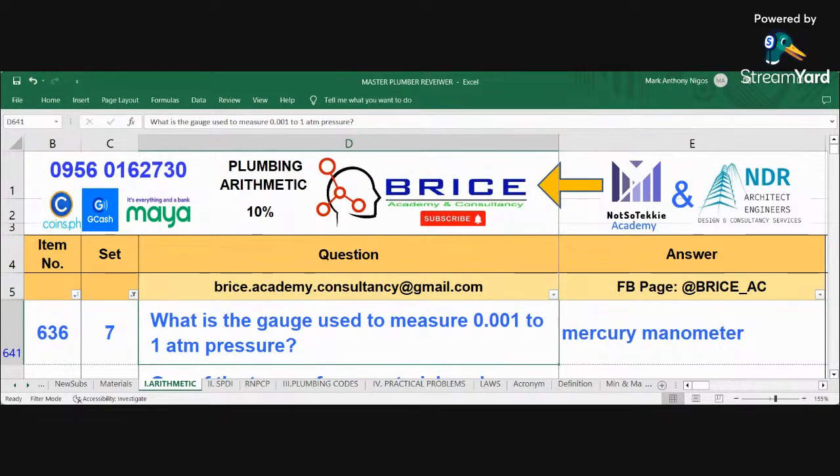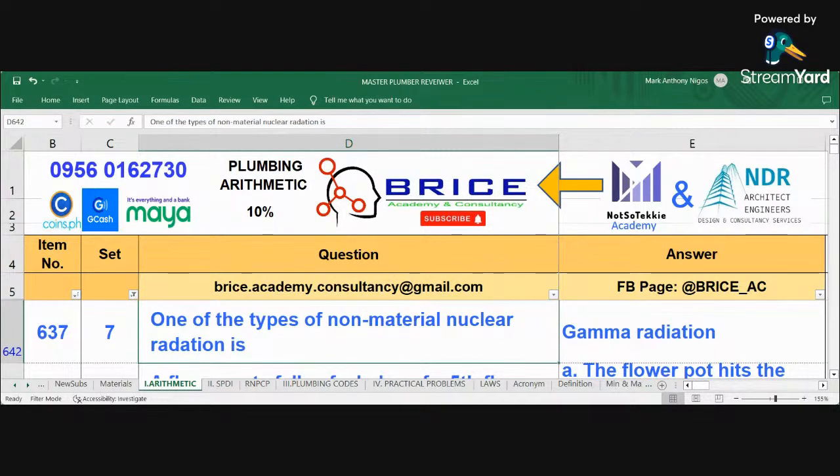Medyo nakaka-relate pa ako dito. Sa iba, hindi na matandaan eh.